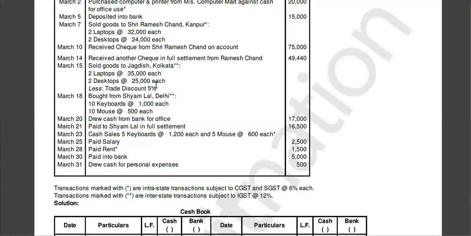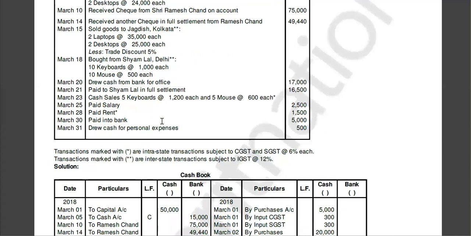Now the next step, sold goods to Jagdish. The same way, this goes directly to the sales book. March 18, bought from, so purchase book. March 20, draw cash from bank for office use. So withdraw cash for office use, so cash account debit to bank account. This is called a contra entry. Draw cash from bank comes under contra entry. So March 20, contra entry.